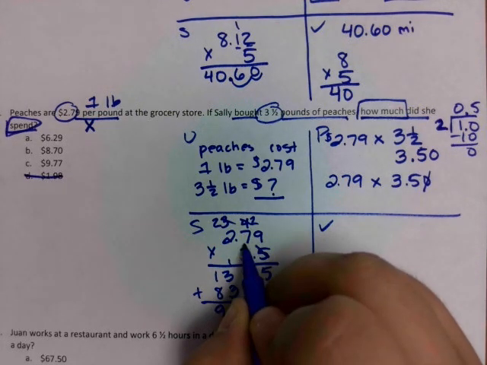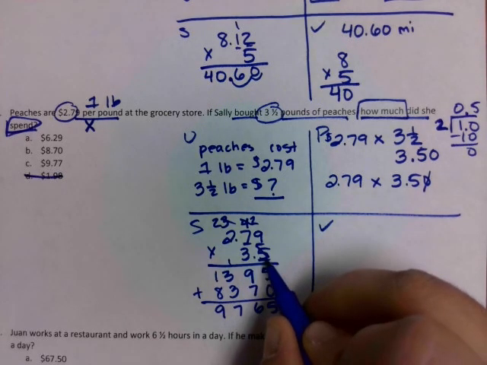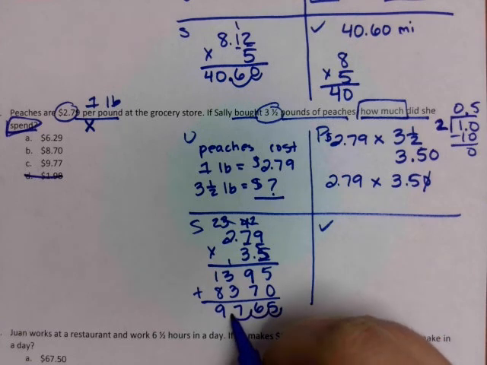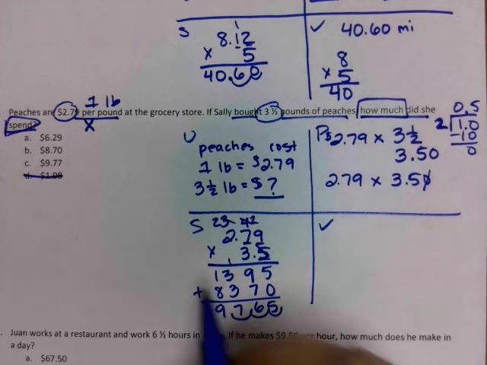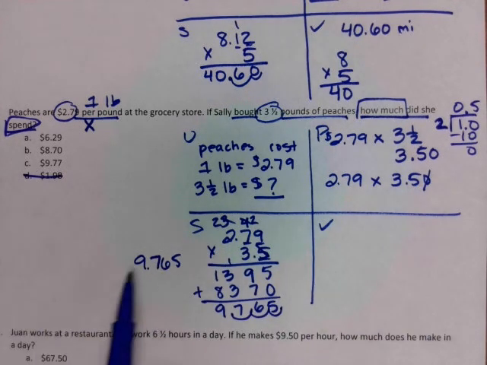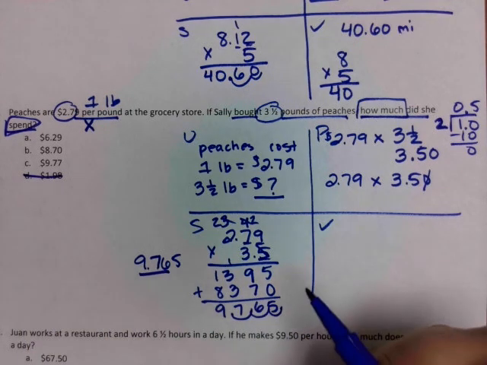So in this number, we have 2 numbers after the decimal, and here we have 1. So 2 plus 1 makes 3. So we're going to start at the back and move it 1, 2, 3 times. So our answer is 9.765, but I want you to notice that this number doesn't match any of these exactly because we're talking about money. When we talk about money, we can only stop at 2 decimal places.